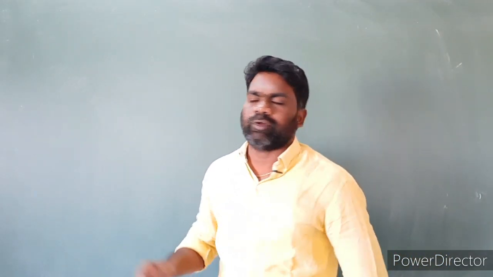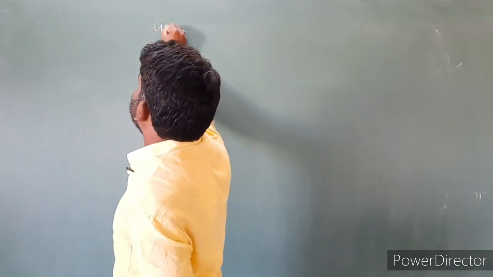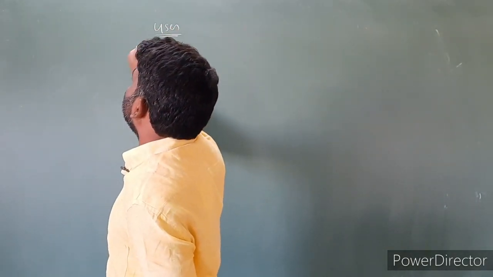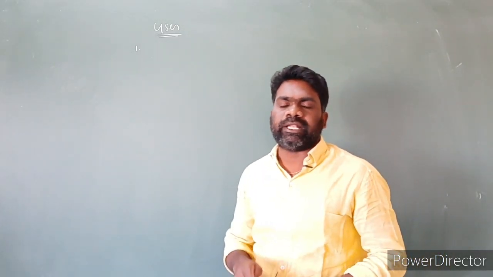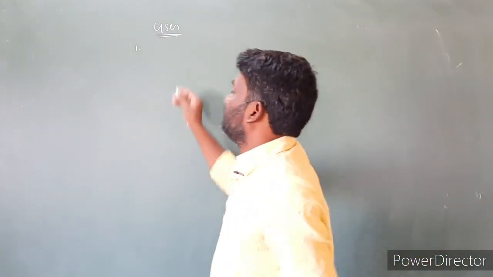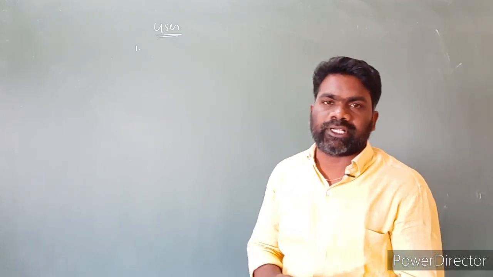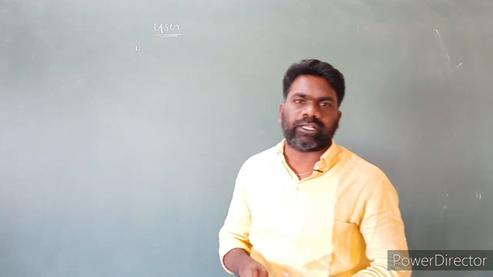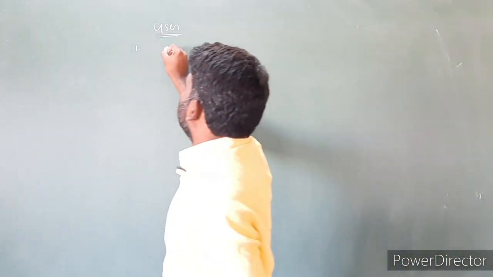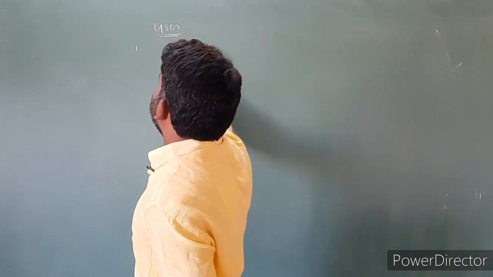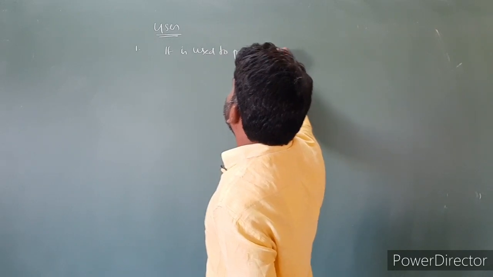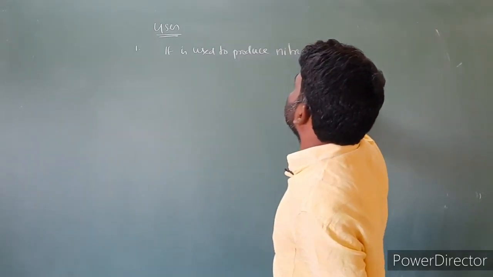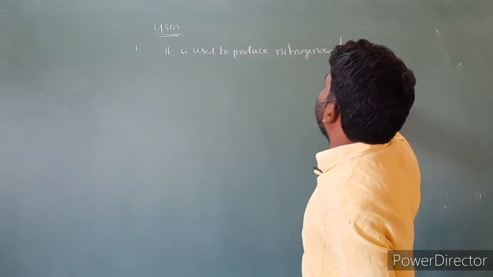Next, uses of ammonia. In that, first one, ammonia is used to produce nitrogenous fertilizers like ammonium sulfate, ammonium phosphate, ammonium nitrate, urea, etc.